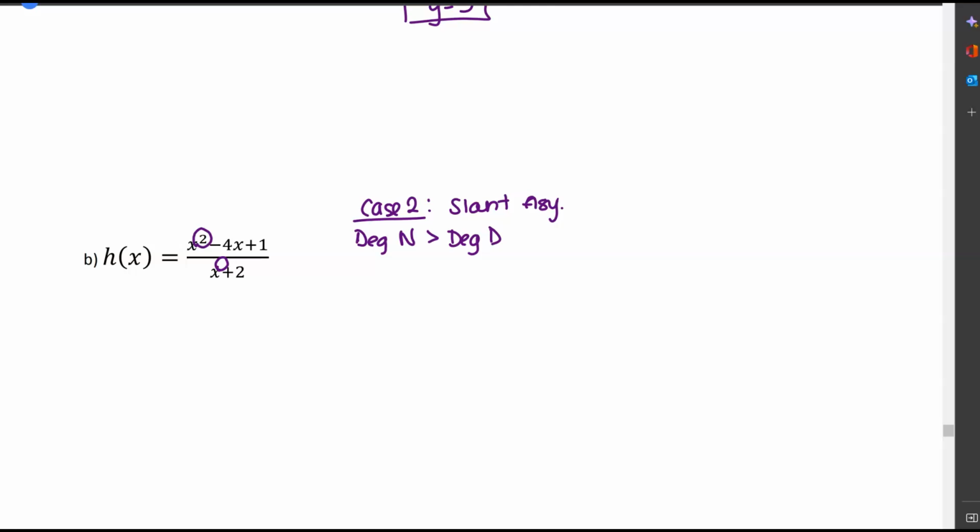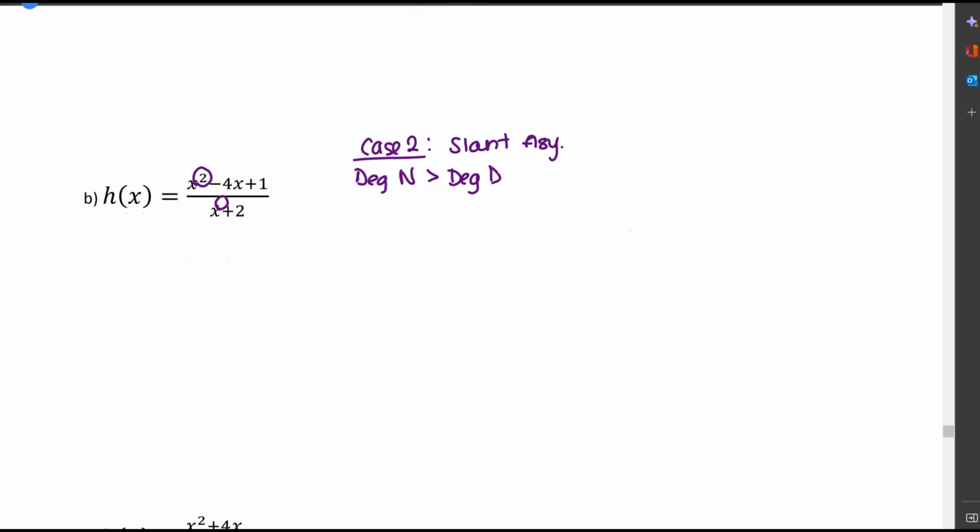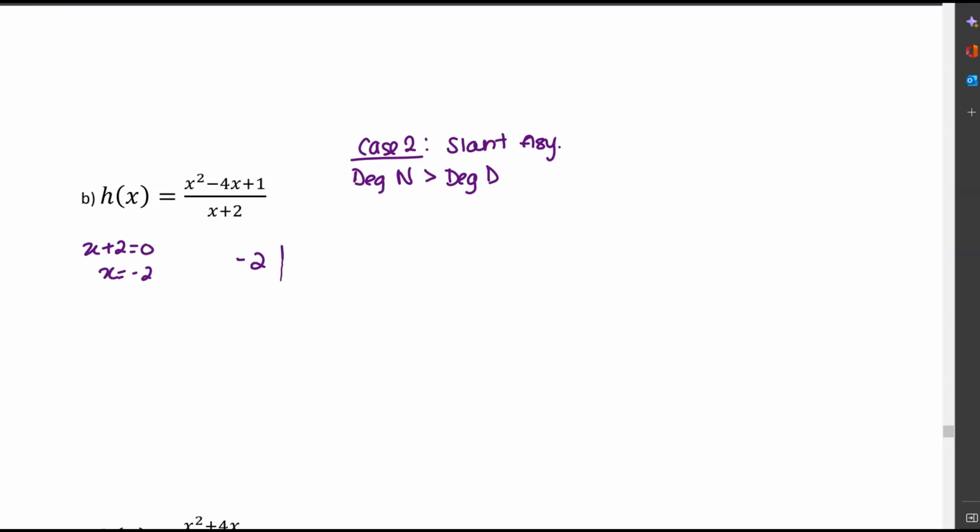Alright, so the way that we figure this out is we're going to do synthetic division. So we're going to have x plus 2, and so this is really a division problem, right? It's the numerator being divided by the denominator. So we set x plus 2 equal to 0, so x equals negative 2, so it's going to be negative 2. And then we're going to have the coefficients of the numerator. So here's 1, negative 4, and 1.